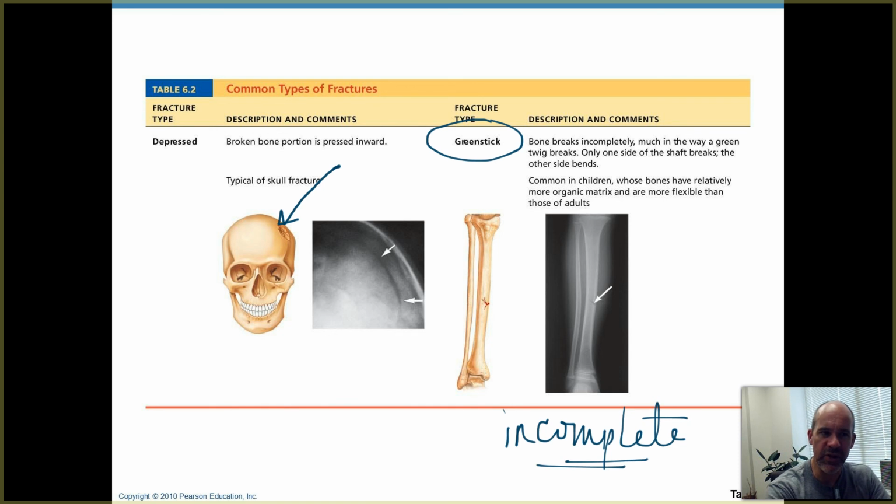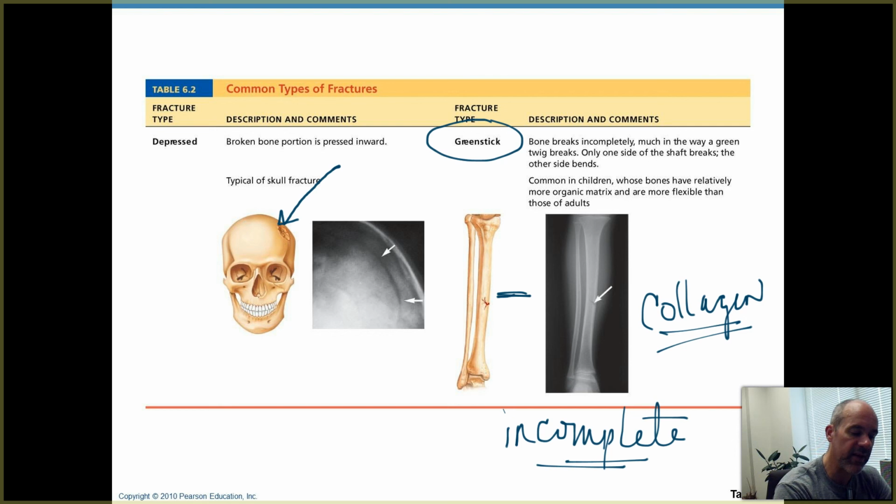More common in children. The bones of children tend to be a little less brittle because they're not quite as mineralized as the bones are in adults. So they've got more of those organic components, especially the one we talk about the most, the collagen fibers that help resist breaking. So when the bone of a child receives a blow from the side and it bends, it may be a little less likely to break completely all the way across, and that's called a greenstick fracture.